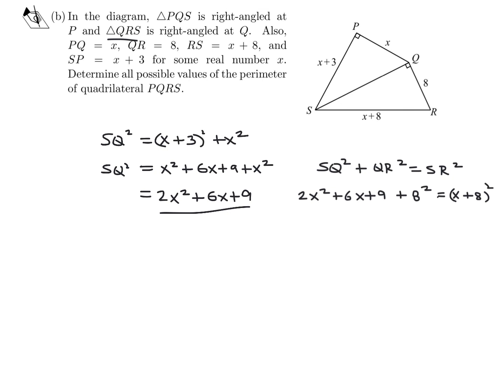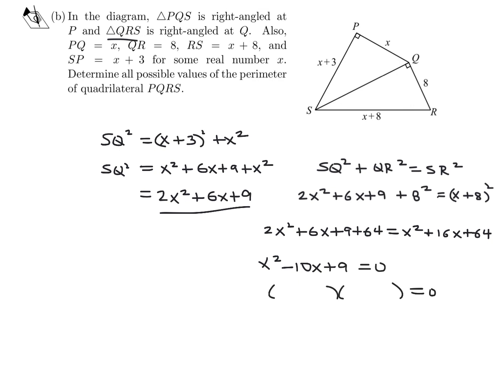Okay, so let's expand this. So we've got 2x squared plus 6x plus 9 plus 64 equals x squared plus 16x plus 64. Put everything on one side. And when we do, we get x squared minus 10x plus 9 is equal to 0. This factors nicely into x minus 9 times x minus 1. So x is either 9 or 1.